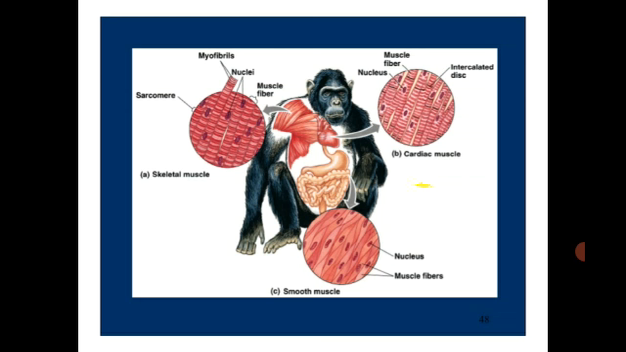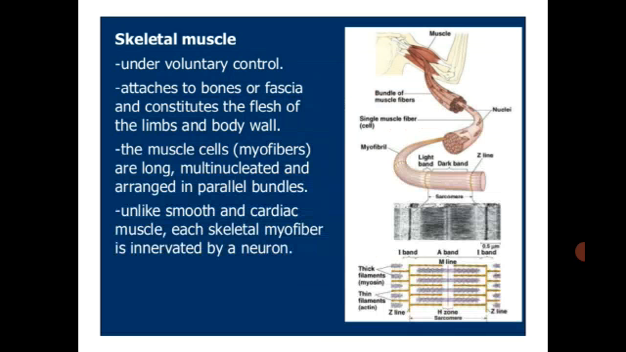And then cardiac muscles. Cardiac muscles are present in the walls of the heart. They contain non-striated cells, each with a single nucleus. They are responsible for the movement of the heart. So the heartbeat is produced due to cardiac muscles. Skeletal muscles.